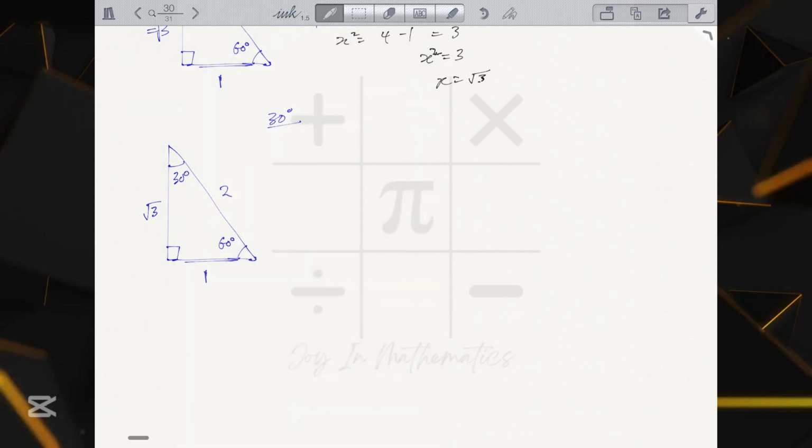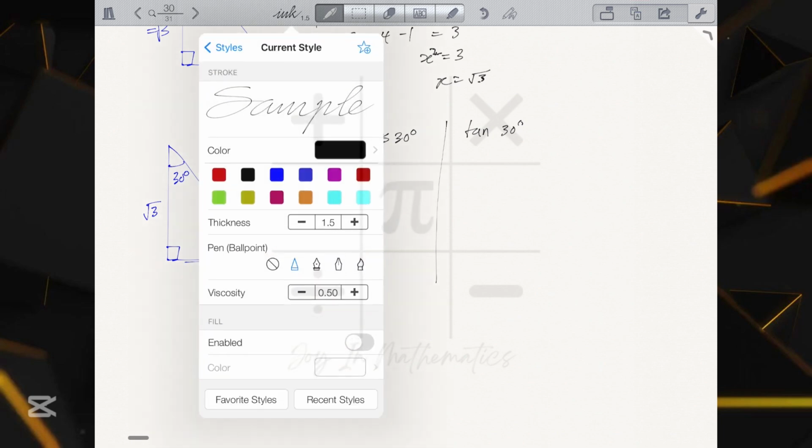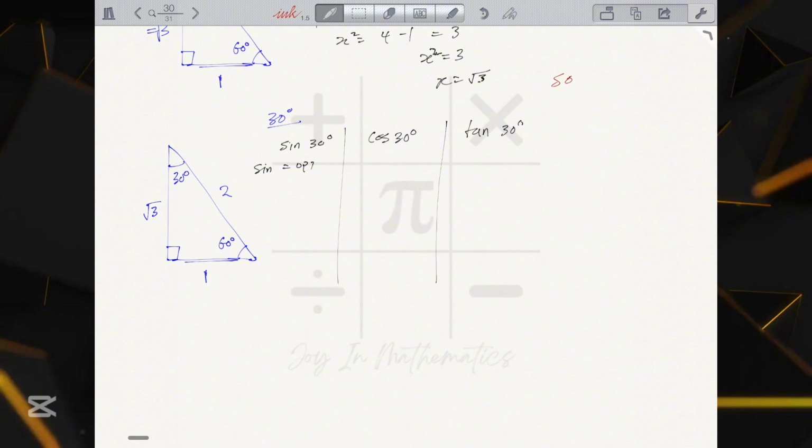30 degrees, we want to evaluate for sine 30 degrees, cos 30 degrees, and also tan 30 degrees. So with that, let's proceed and apply SOHCAHTOA. Sine, as we know, is opposite. Okay, we are applying SOHCAHTOA. Let's have it here.